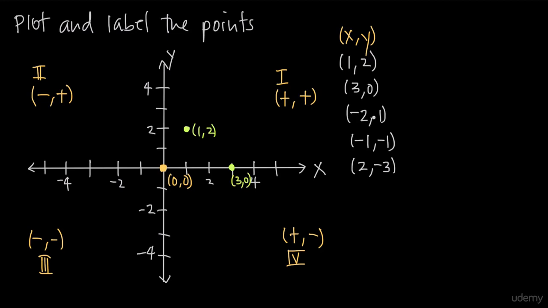What about negative 2, positive 1? Well, remember this is x, y, so x is negative 2 and y is 1. I start at the origin and I want to go in the negative direction of the x-axis 2 units, or over to negative 2 on the number line for x, or on the x-axis. So that's going to be negative 2 right here.